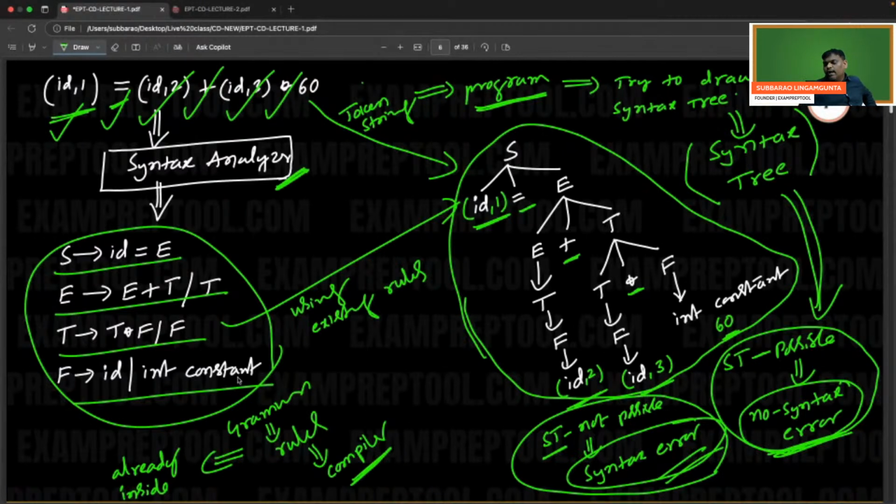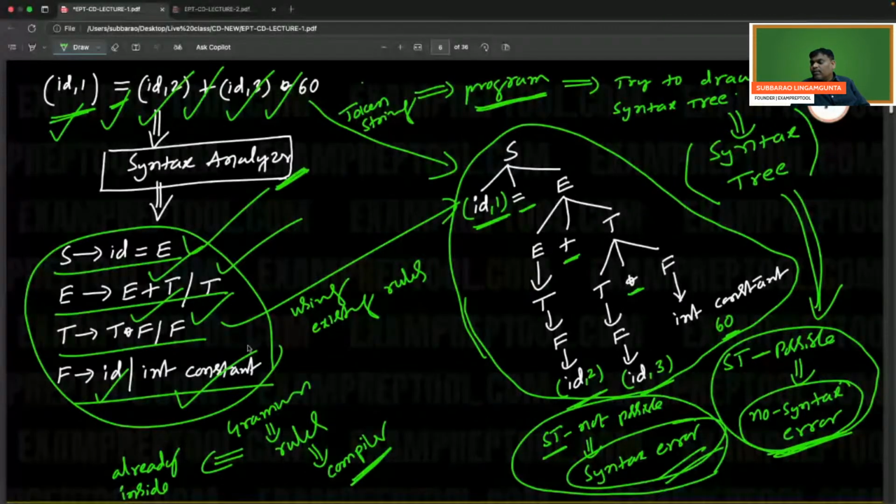S goes to ID is equal to E. This one. Next one, E goes to E plus T. This one. E goes to T. This one. T goes to T star F. T goes to F. F goes to ID. F goes to integer constant. So the same grammar only I used, in vertical direction. Remember, using existing rules.